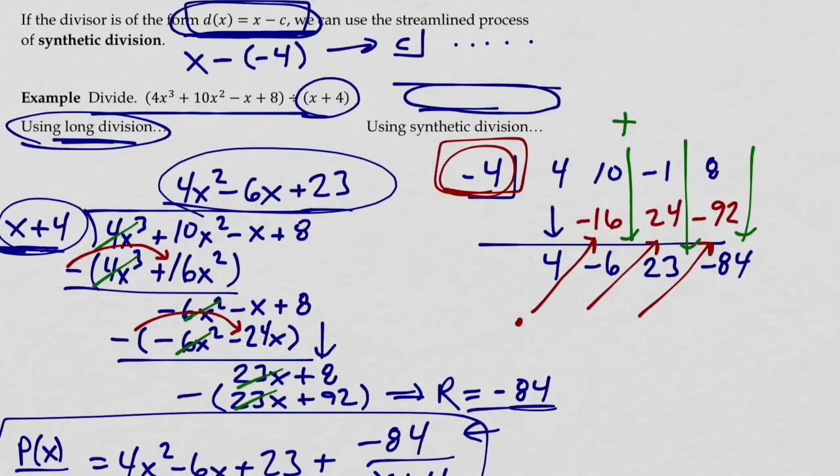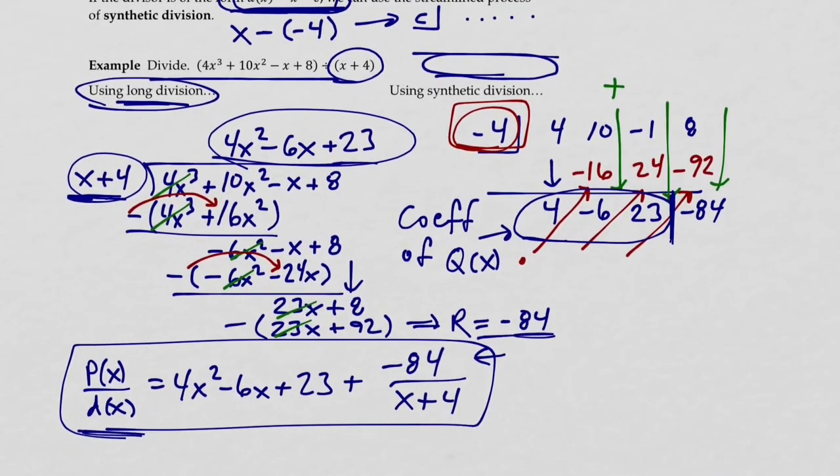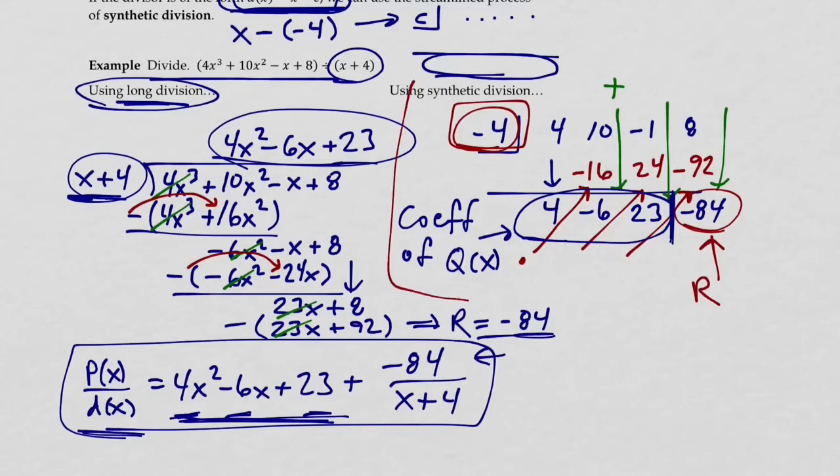And so let me draw a line here in front of the last number, and what you may notice is these three numbers are the coefficients of q of x. Those three numbers are the values that we see in the quotient that we found from long division. 4 is the coefficient of x squared, negative 6 is the coefficient of x, and 23 is the constant term. And the number at the end is the remainder.